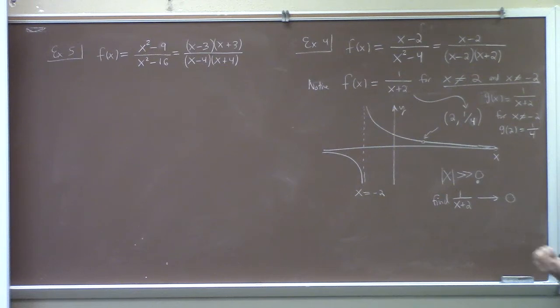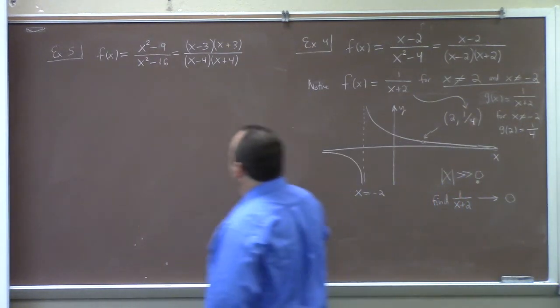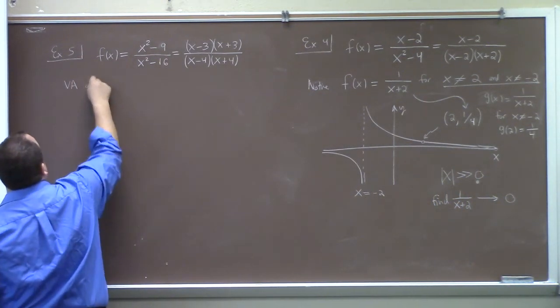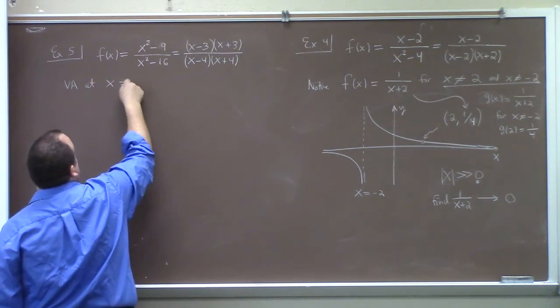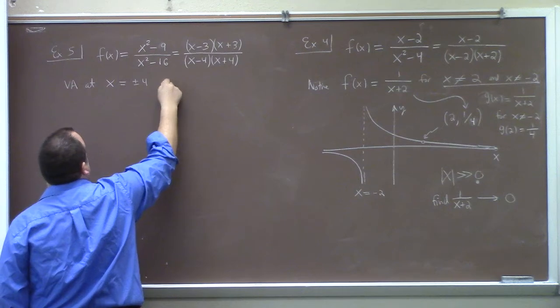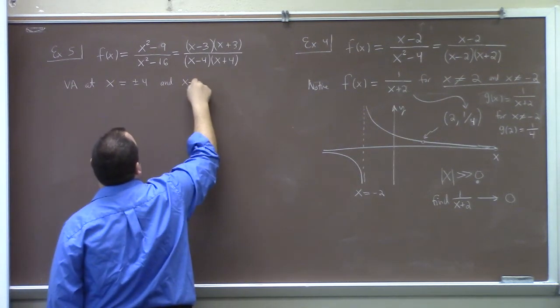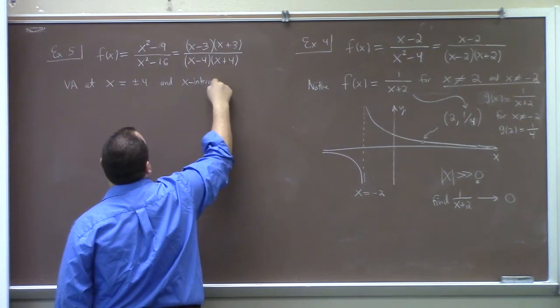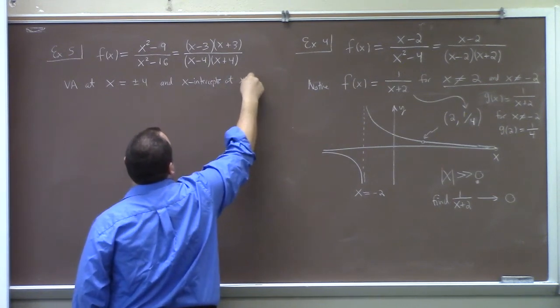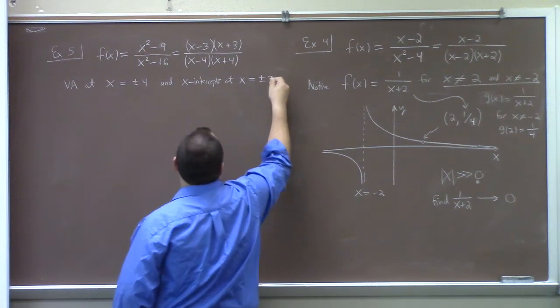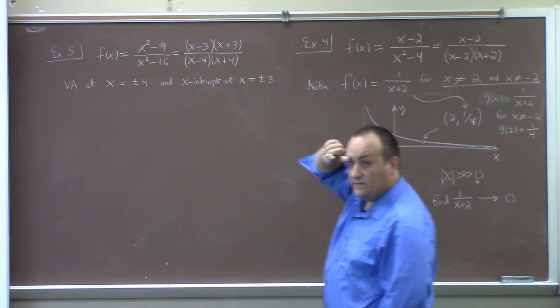Nothing cancels here, right? There's no commonality between the numerator and the denominator. So this is a nice example. This one has no hole in the graph, but it does have two vertical asymptotes. We have vertical asymptotes at x equals plus or minus 4, and we have x-intercepts where x equals plus or minus 3 because of the numerator. That's where the function is 0.